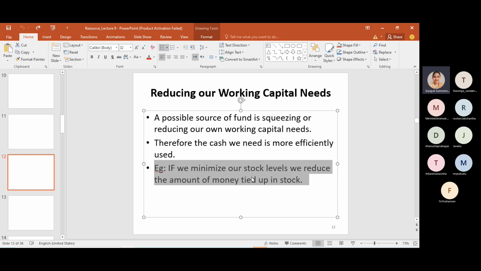Minimizing stock levels doesn't mean that we are not buying raw materials. Minimizing means buying only the amount that you need. Then the raw materials will not be unnecessarily stocked up in the inventory, because we had a proper plan. It saves you money as well. So this is how you can reduce your working capital needs.